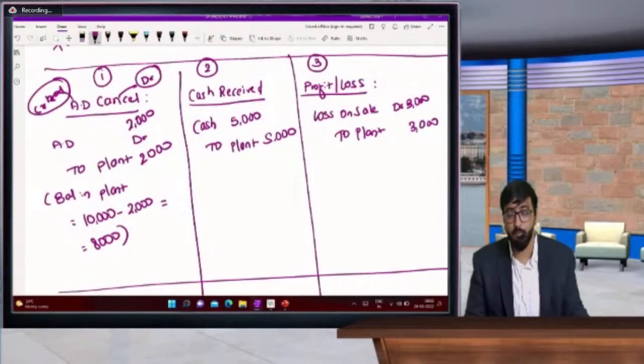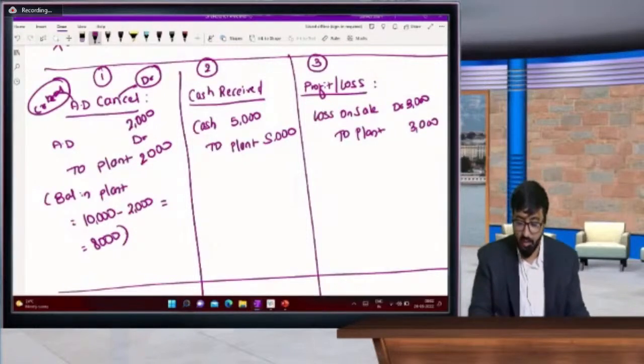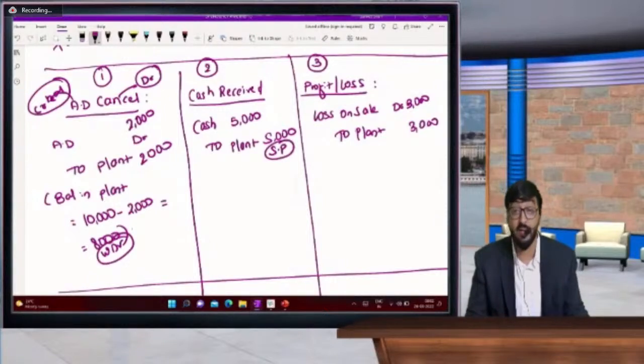But for revision purpose, you can write it in the margin: AD entries, accumulated depreciation entries. So 8,000 is called the written down value, and this is called the selling price. As WDV is greater than selling price, you are in loss. I sold an asset of 8,000 for 5,000, so I have a loss of 3,000.